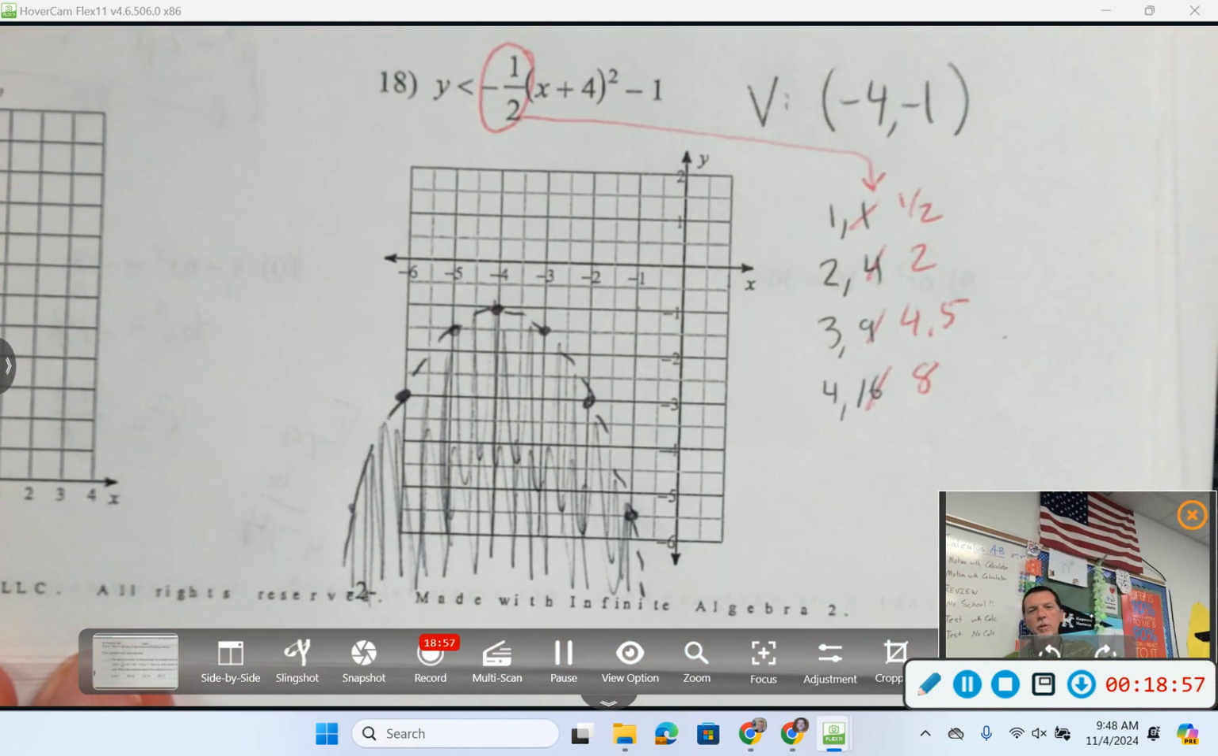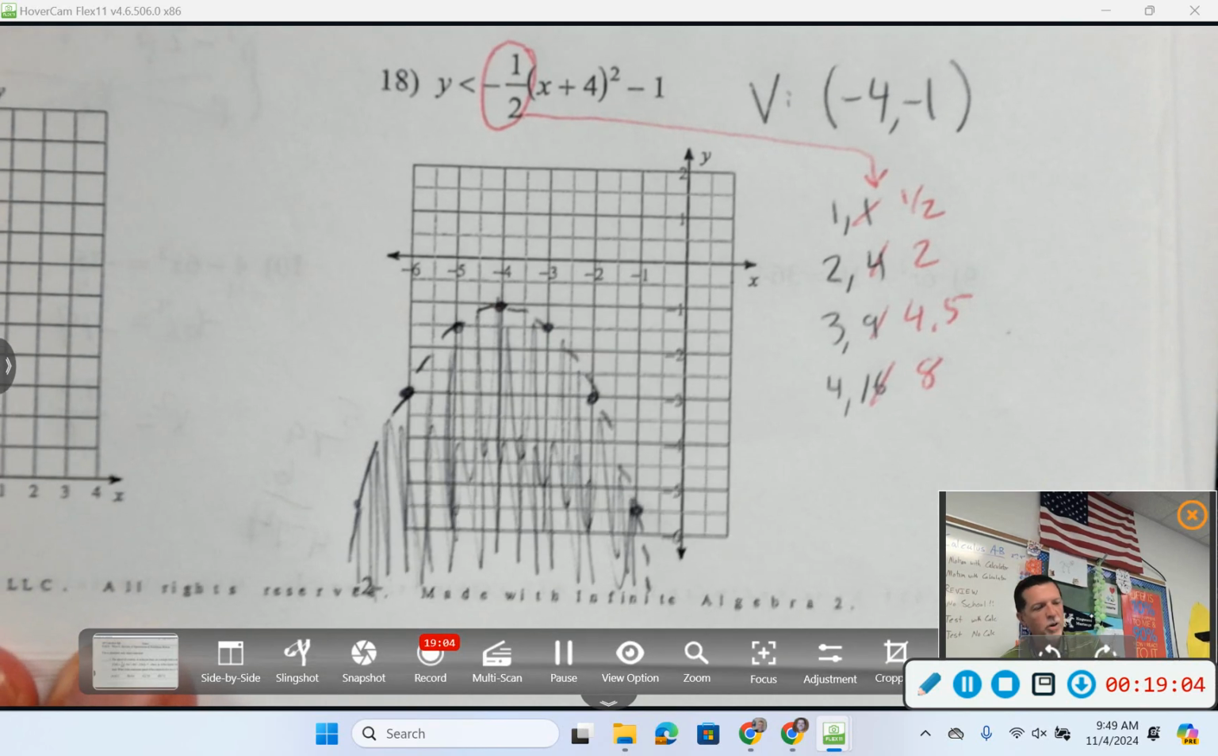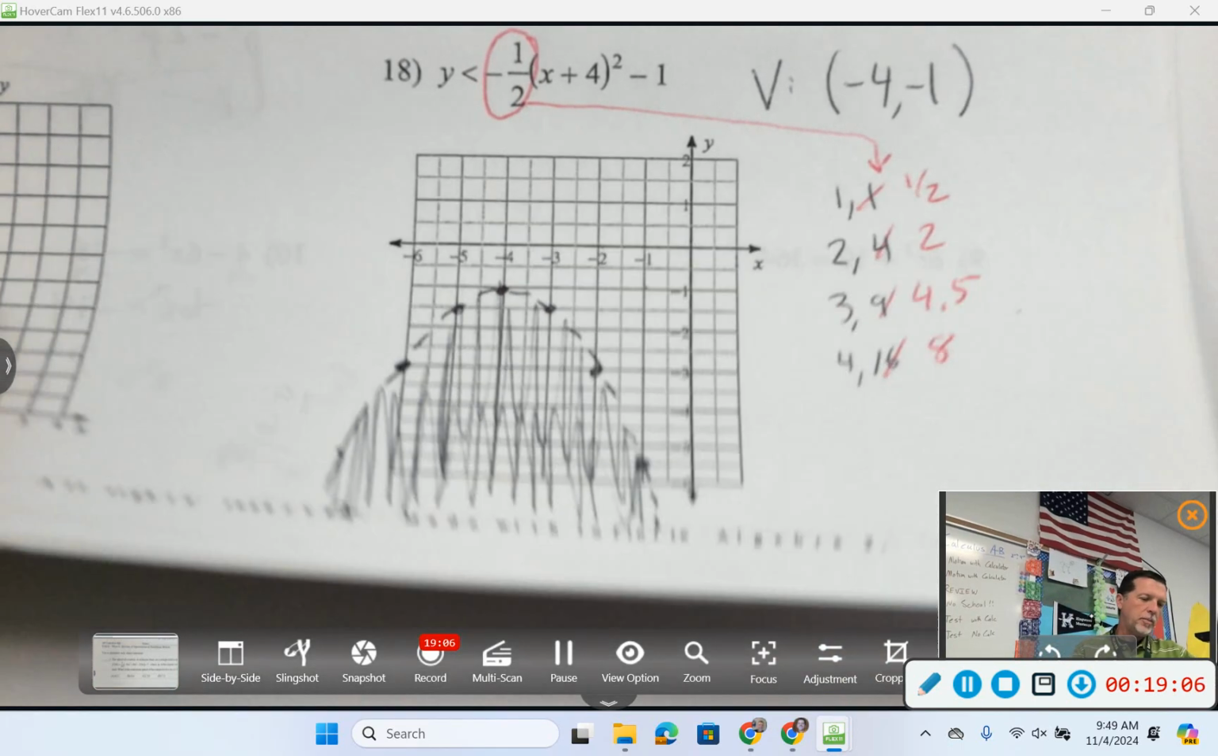So again, that was where we were putting together things that we know pretty well. We know how to graph a parabola. We know dash versus solid. We know above, below. Just put it all together and get our picture.